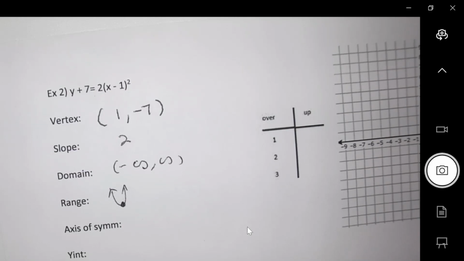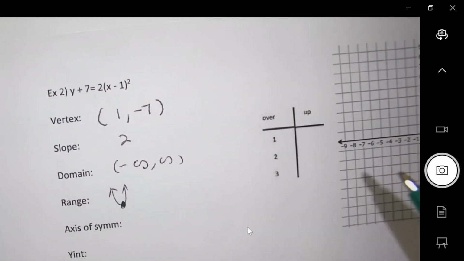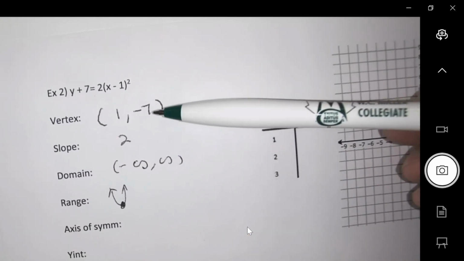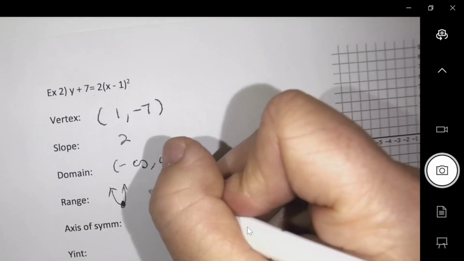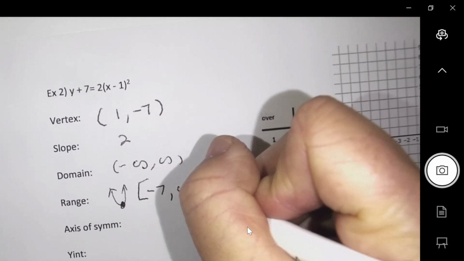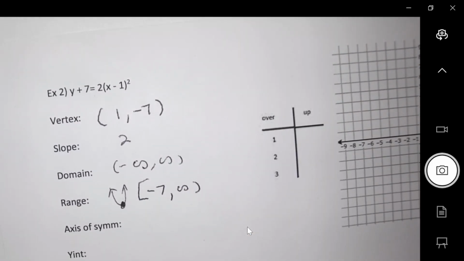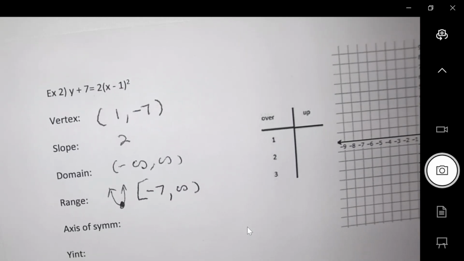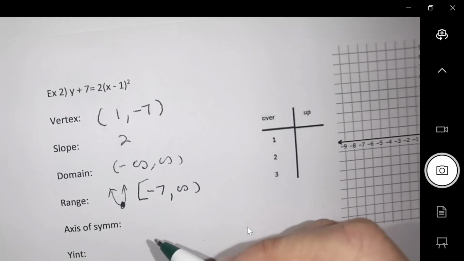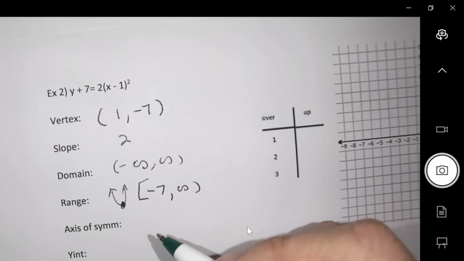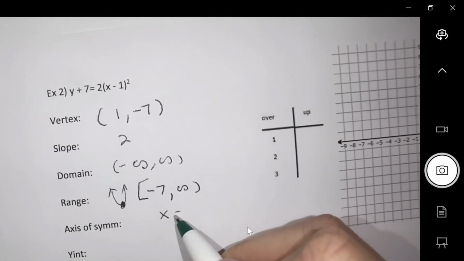So where do I get that number from at the bottom? Negative 7 is the height at that place. At the vertex, the height is that, and then upward. Axis of symmetry, where do we cut through in the middle? X equals 1.